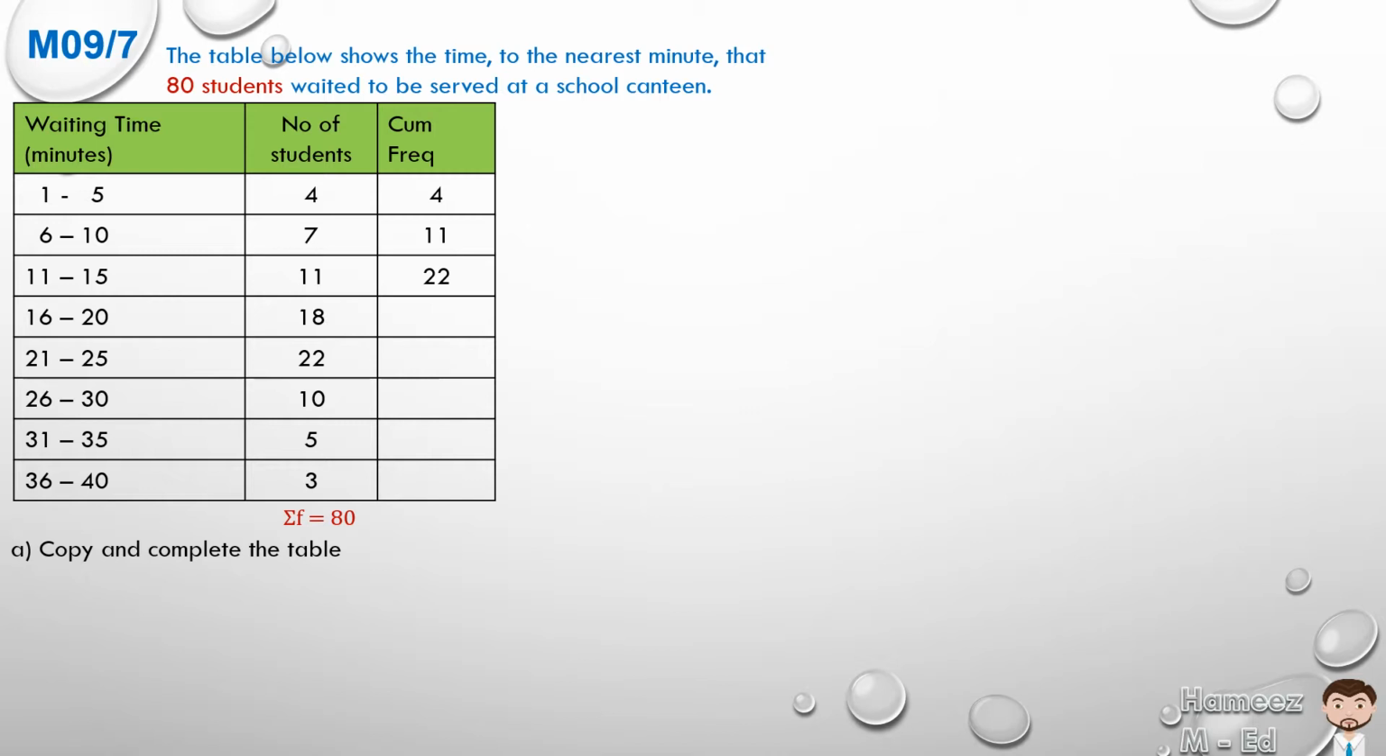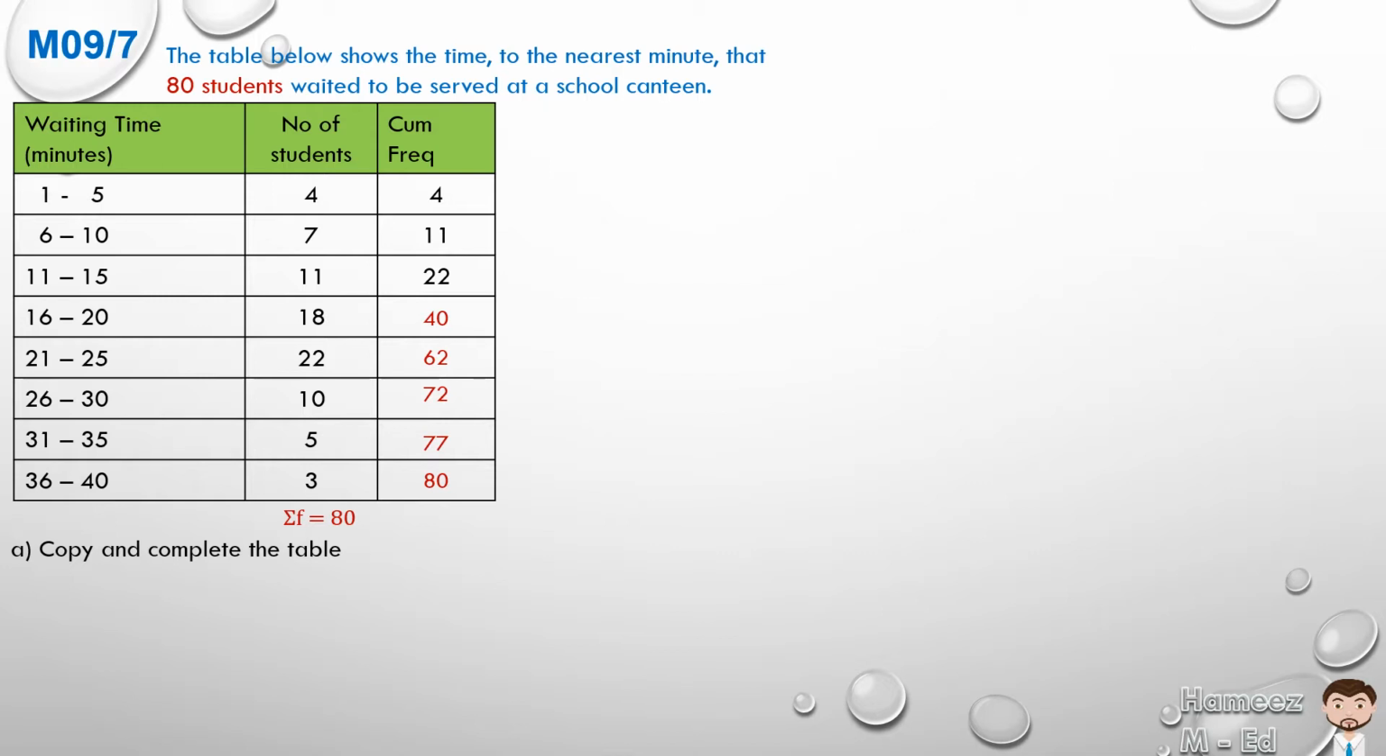And 11 plus 11 is 22. As we go to the fourth interval, we had 22 students already, and adding the fourth interval with 18 more gives us 22 plus 18 is equal to 40. And following the pattern, the next will give us 62. And 10 more will give us 72. And 5 more, 77, and 3 more, 80. So we have been able to complete the cumulative frequency.